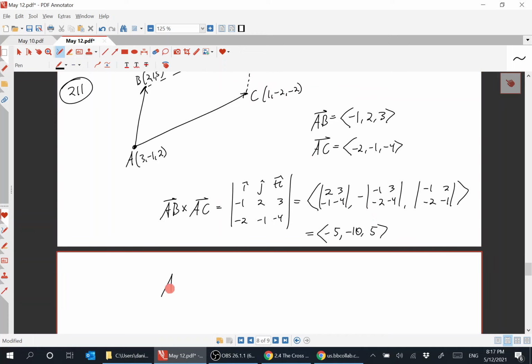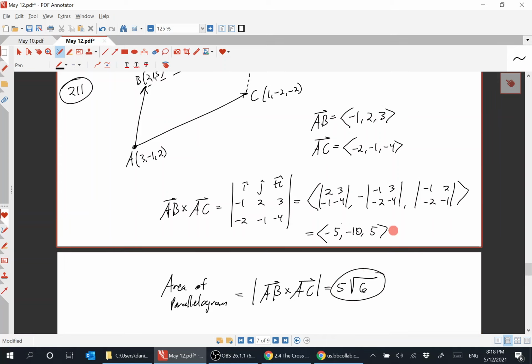So now the area of the parallelogram is just the length of AB cross AC. So that is going to be 5 square root of 4 plus 1 plus 1, 5 square root 6. Right, because this vector is 5 times (-1, -2, 1). So the length of that is 5 times whatever this length is, which is square root 6.